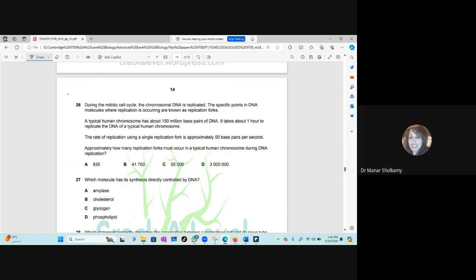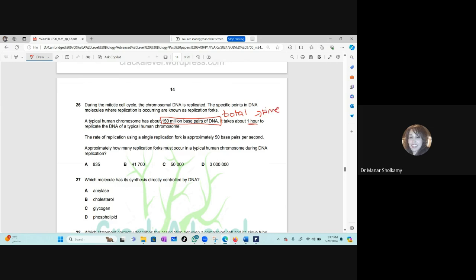During the mitotic cycle, the chromosomal DNA is replicated. Very good. The specific points are known as replication forks. The typical human chromosome has about 150 million base pairs of DNA. So I will write here, this is the total number of DNA base pairs. And it takes about 1 hour to replicate the DNA of a typical human chromosome. So this is the total time.